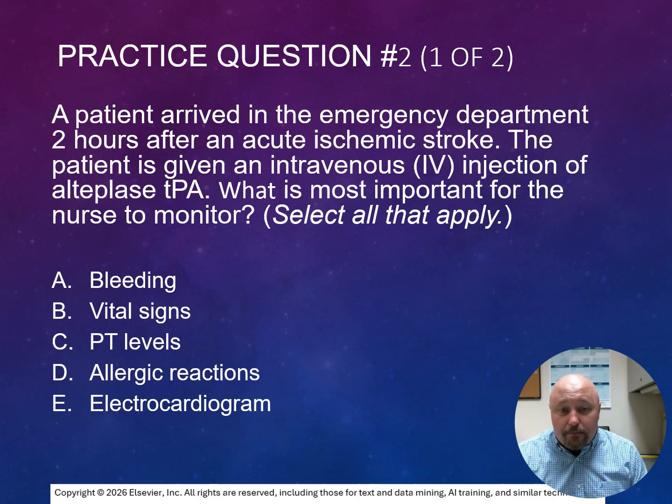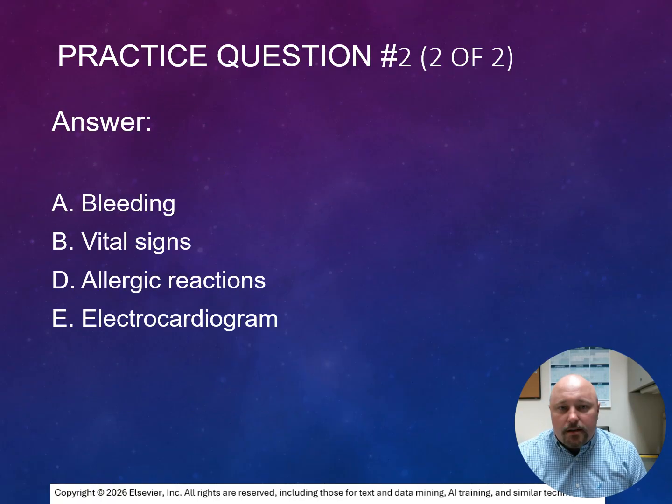Practice question 2. A patient arrived in the emergency department 2 hours after an acute ischemic stroke. The patient is given an intravenous injection of alteplase, TPA. What is the most important for the nurse to monitor? Select all that apply. Would that be A, bleeding, B, vital signs, C, PT levels, D, allergic reactions, or E, electrocardiogram? And those answers are going to be A, B, D, and E. Bleeding, vital signs, allergic reactions, and ECGs.